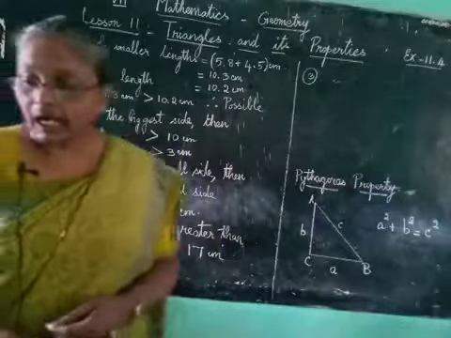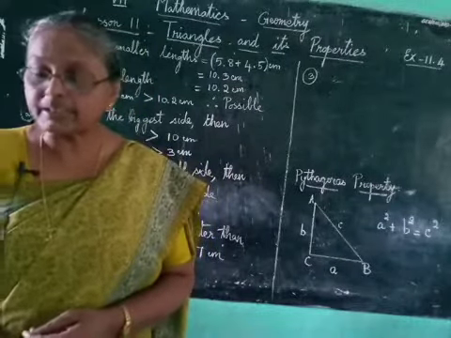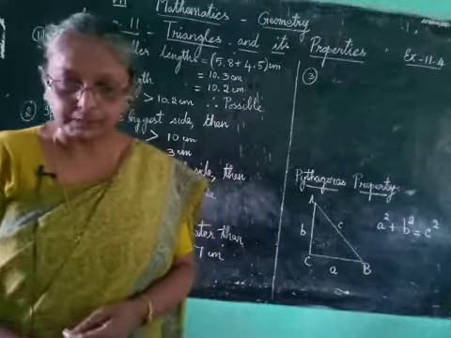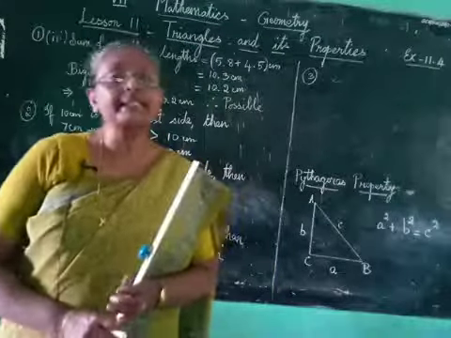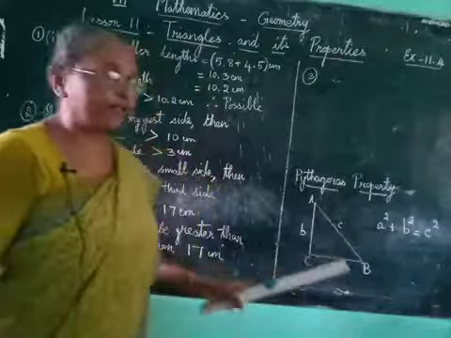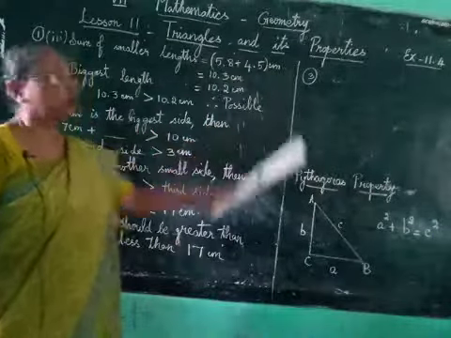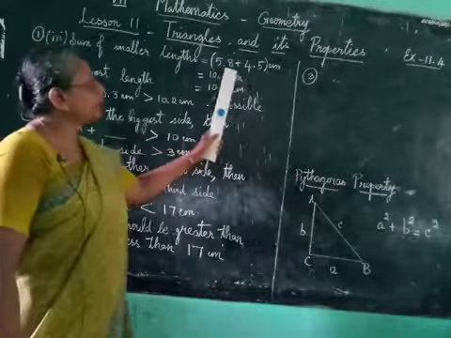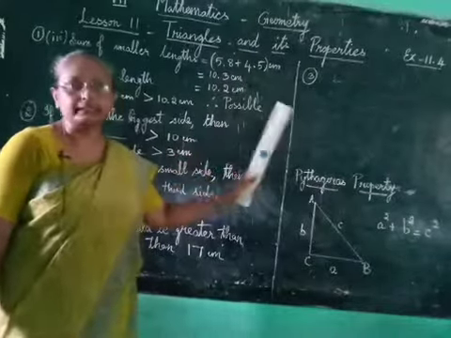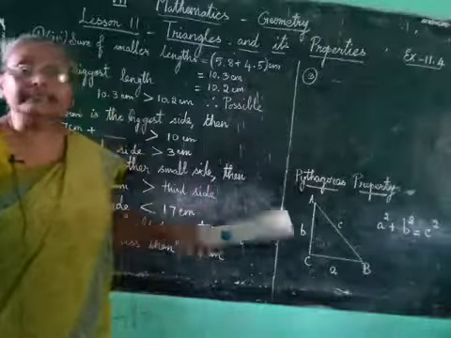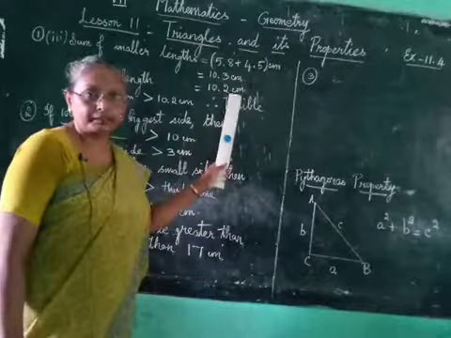The lengths given are 10.2 centimeter, 5.8 centimeter and 4.5 centimeter. So the smaller sides are 5.8 centimeter and 4.5 centimeter. So we will find the sum of those two. Sum of smaller lengths will be 5.8 plus 4.5 centimeter, which is 10.3 centimeter. This is the sum. Then the third side, which is the bigger side, is 10.2 centimeter.